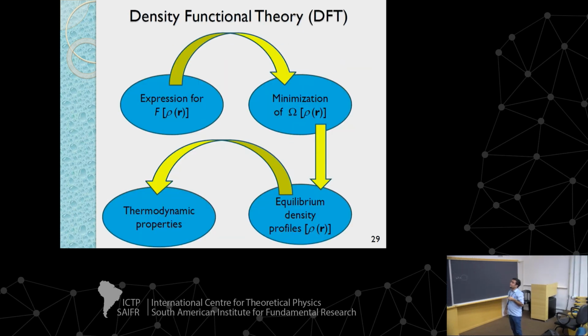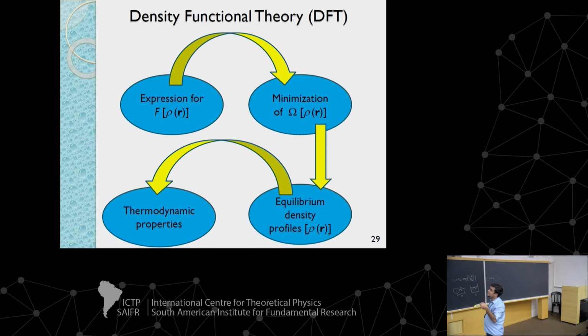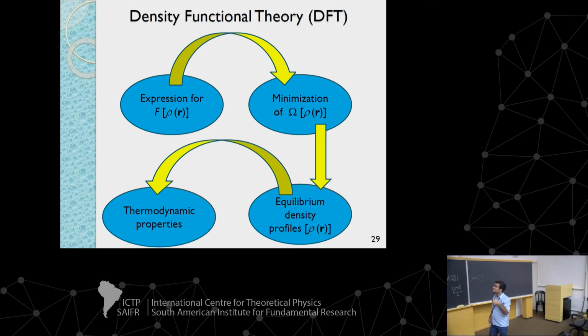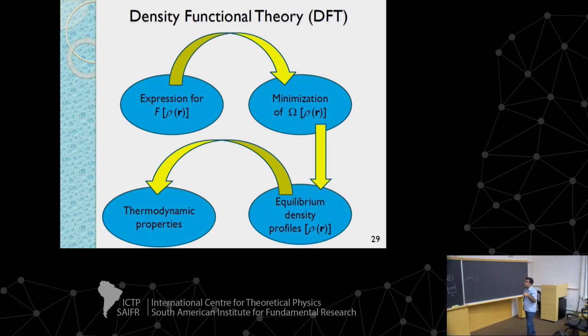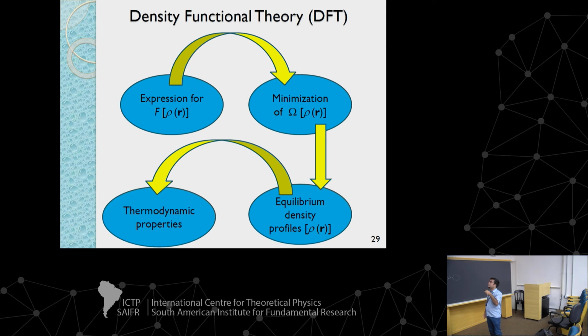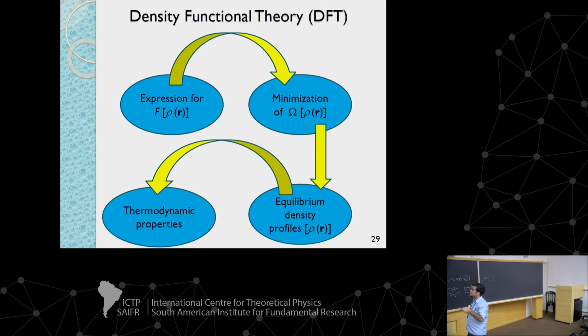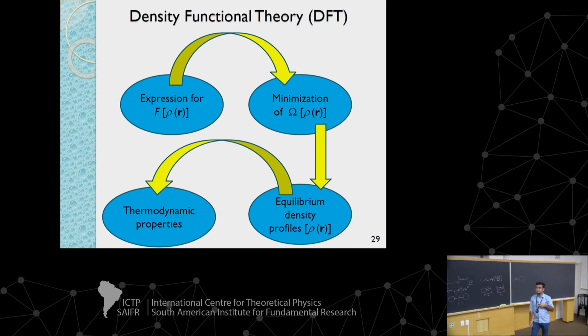So DFT, summing up, we do something like this. We needed to have an expression for the Helmholtz energy functional. So we have in the literature many propositions for this expression. Once we have an expression, we minimize the grand potential, and by minimizing the grand potential, we get the equilibrium density profiles, and from this we calculate thermodynamic properties. Okay.